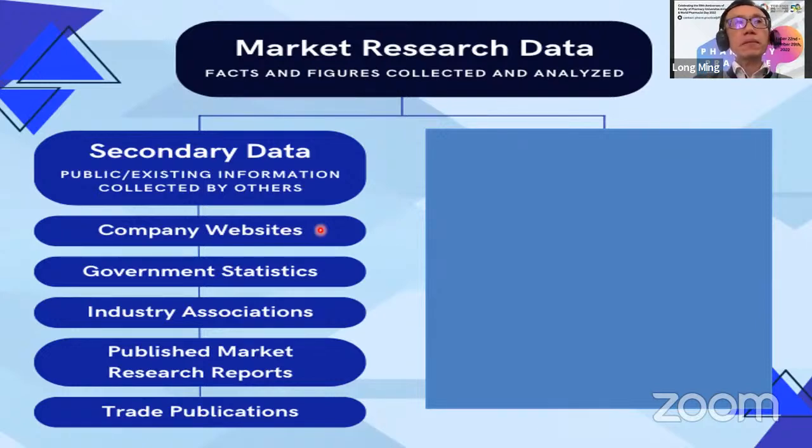Let's look at the secondary data first. Secondary data is from literature or reports, published reports from other scientists or third parties. These include, for example, information presented on the company website, government statistics, and published market research reports which you can download easily. Most of the information now is open access.